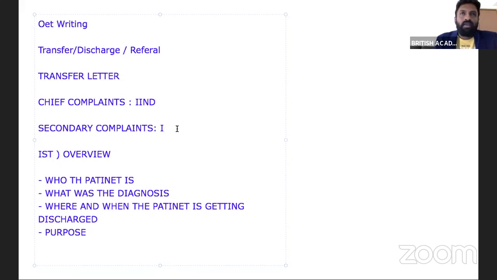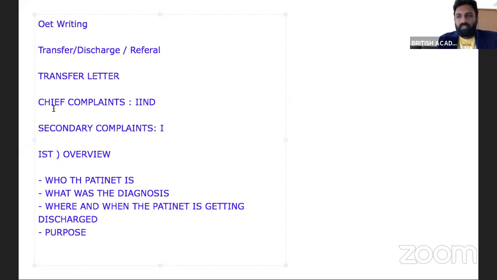I'm not so sure. I believe, because from the past four exam dates, I've been seeing that a referral letter has been asked. So I believe this time they may ask a discharge letter, because according to the history which I see in OET examinations, transfer letters are not much asked, but be prepared with it. It may be a transfer letter, it may be a discharge letter, we are not so sure. But I feel it can be a discharge letter. So you can be prepared with it.